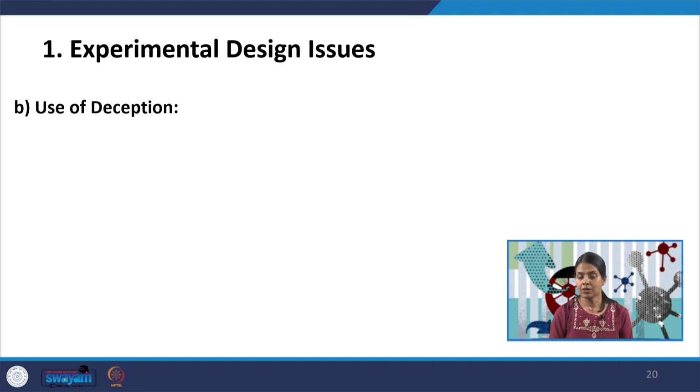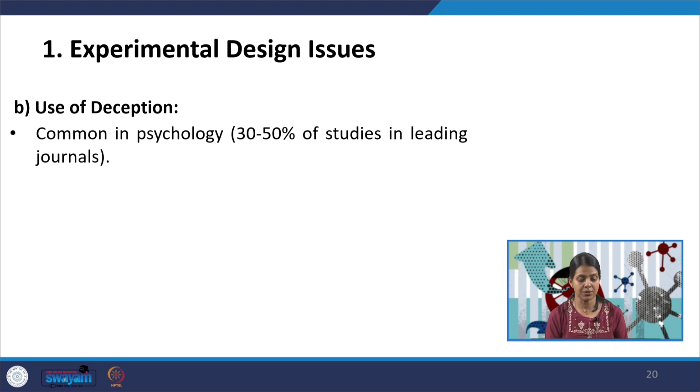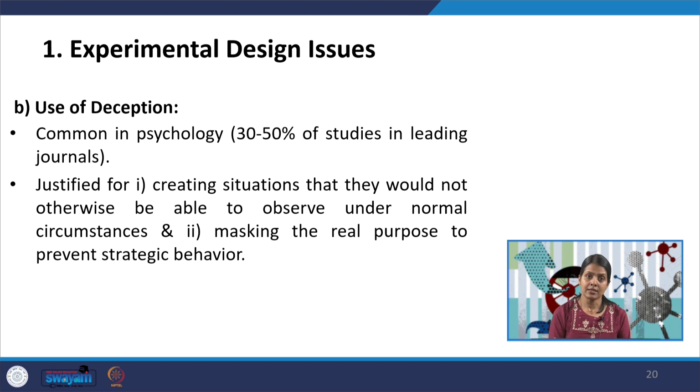Now, we talk about the second point under experimental design issues, which is the use of deception. This is very common in psychology. 30 to 50% of studies in leading journals are found to use some form of deception in order to conduct experiments. The use of deception is justified for creating situations that they would not otherwise be able to observe under normal circumstances. And then the second point is masking the real purpose to prevent strategic behavior.